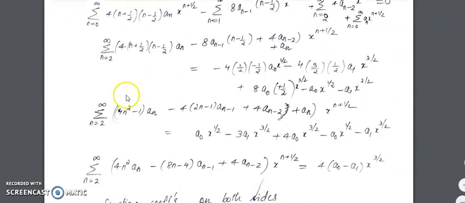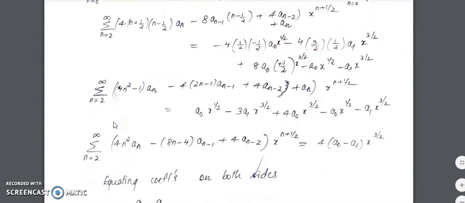Okay, and now simplify this. On simplifying, a naught x raised to 1 by 2 will cancel off. So on the right side you will get 4 a naught minus a1 x raised to 3 by 2, and on the left side, this is a simplified form: 4n square a n minus 8n minus 4 a n minus 1 plus 4 a n minus 2, x raised to n plus 1 by 2.